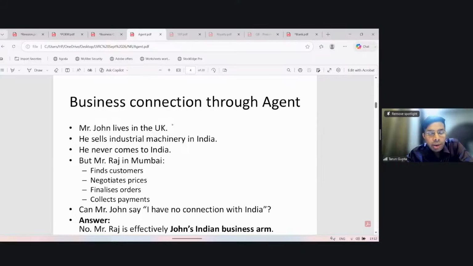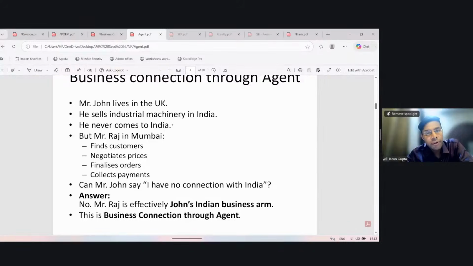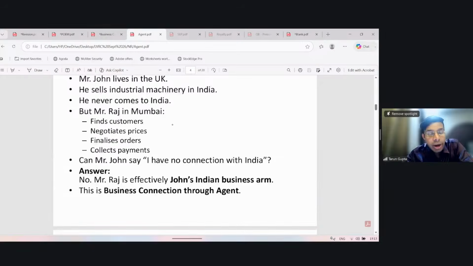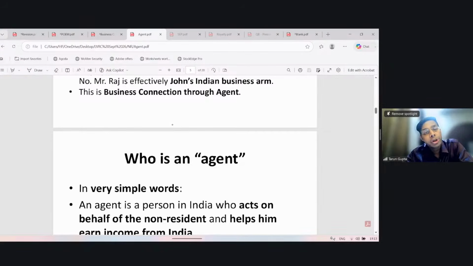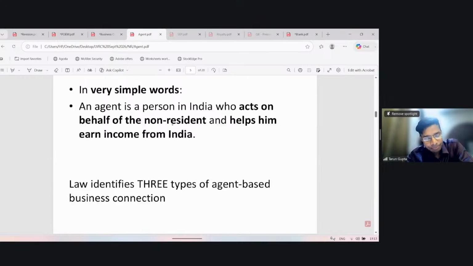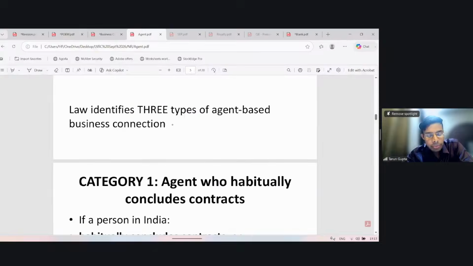So, Mr. John lives in the UK. He sells industrial machinery in India. He never comes to India. But Mr. Raj in Mumbai finds customers, negotiates price, finalizes the contract, and collects the payment. So can Mr. John say that I have no connection with India? Answer is no. Mr. Raj is effectively John's Indian business arm. This is business connection through an agent. So Mr. Raj is only representing Mr. John. Who is an agent? An agent is a person in India who acts on behalf of the non-resident and helps in earning income in India. Law identifies three types of agent-based business connection.